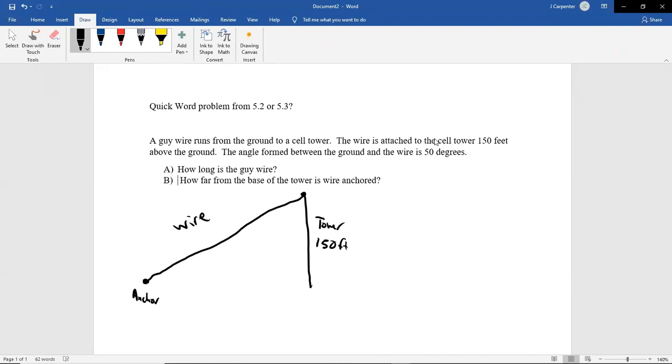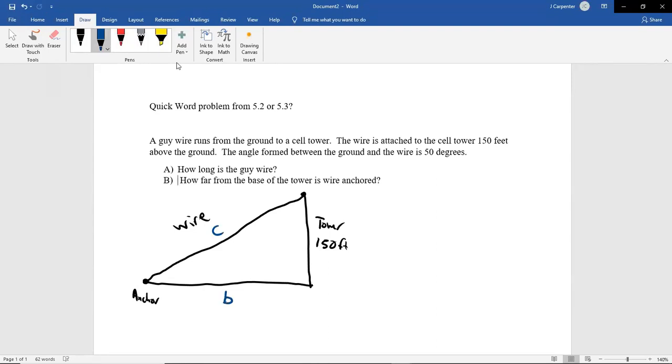They want to know how long the guy wire is, so they want to know the length of this distance. And they want to know how far from the base of the tower the anchor point is. So this is our ground, and we need to know that distance. If you wanted to give these letters, the hypotenuse is the wire, so I would call that our C. And the 150 you could call the A or the B. I'll call it the A, which means this distance would be the B.